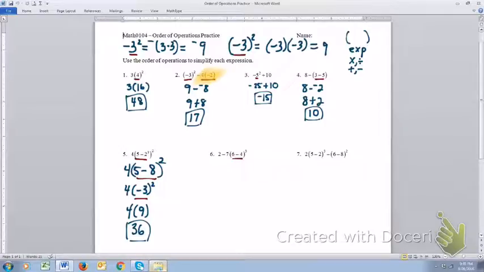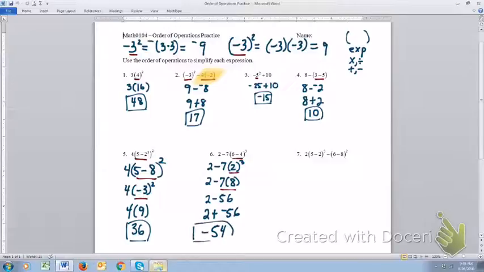Alright, so here we got to simplify what's in the parentheses first. So 6 minus 4 is 2. Then we got an exponent to take care of next. So 2 minus 7 times 8. We've got to multiply next. This is 2 minus 56. And so you're going to get 2 plus negative 56, which is, let's see, we want to subtract the numbers and use the sign of the larger number. We're going to get negative 54.